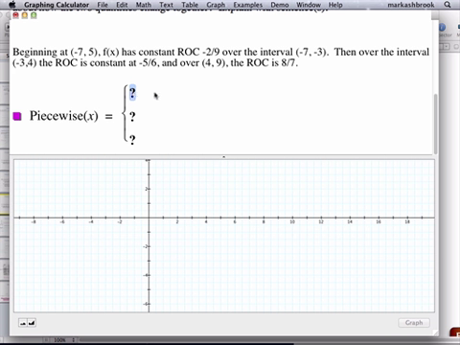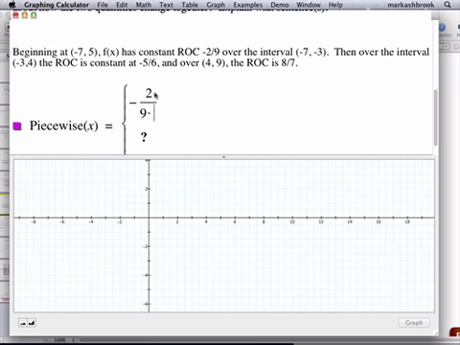Okay, this is going to begin at the point -7,5 with a constant rate of change of -2/9 for the interval from x equals -7 to -3. What will I put for the rule, my first rule in the piecewise function? -2/9 times x minus -7. Oh, what the heck? Yeah, agreed.